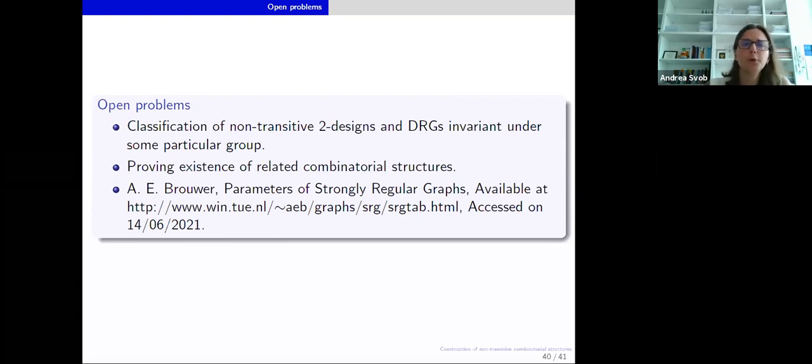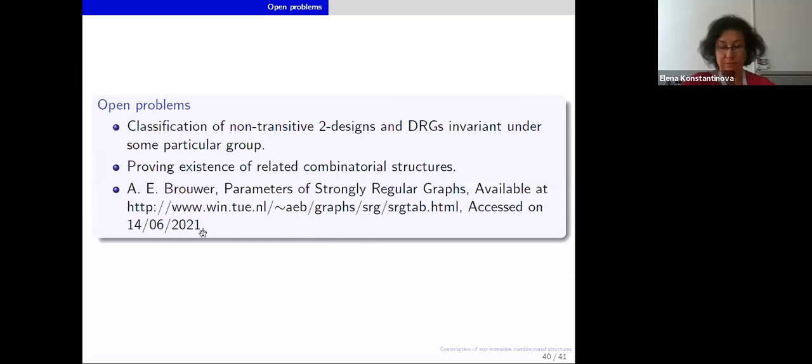As I showed you, we were able to use this method to prove and to construct some new structures, but it can also be a method for proving existence of related combinatorial structures, and in this way for obtaining some very nice geometrical structures. For proving existence, one of the open problems is the list of Brouwer, in which you have the parameters of strongly regular graphs.